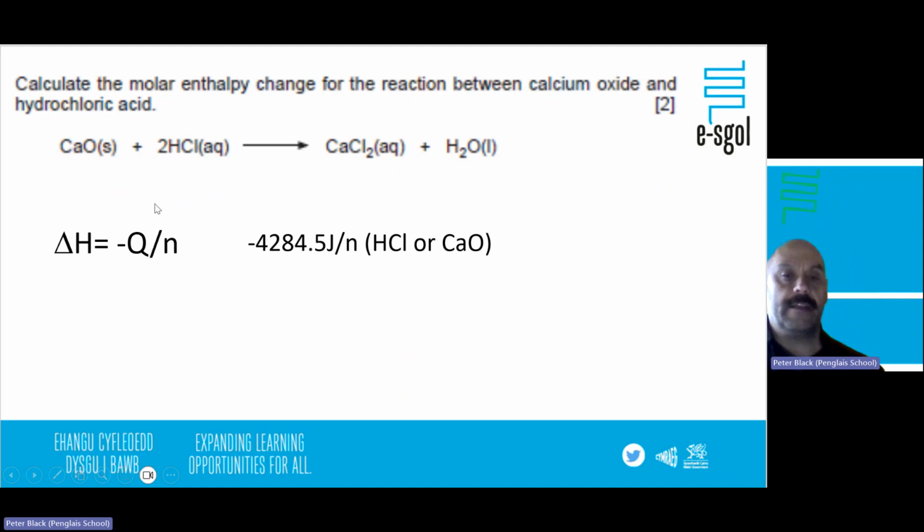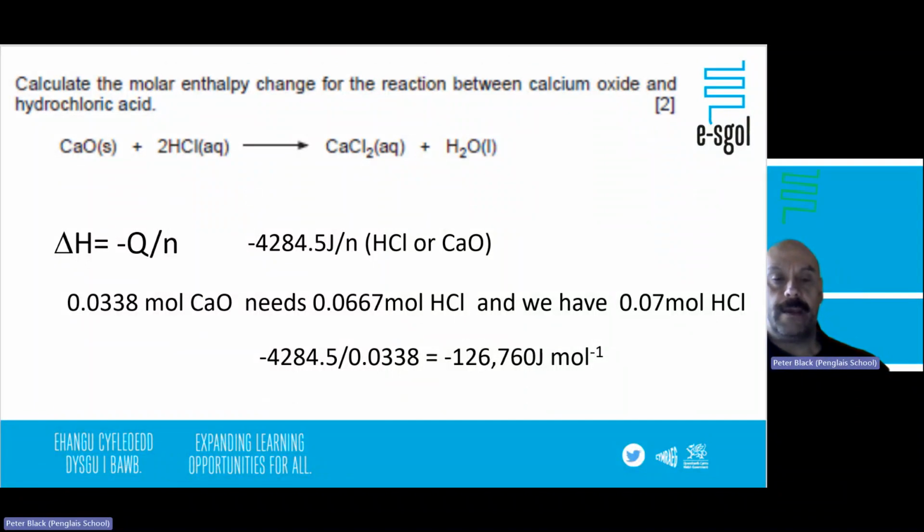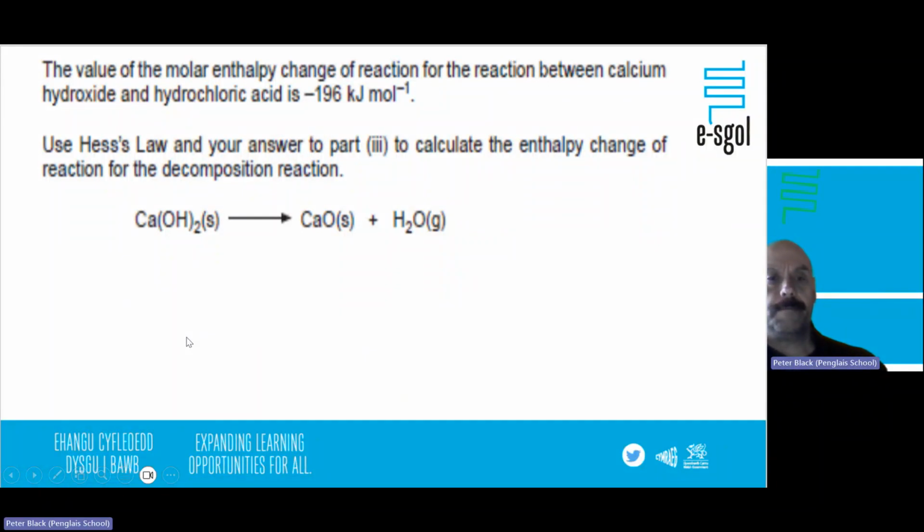So there's our calculation. Now what we need to do here is decide whether we're going to go for the moles of HCl or the calcium oxide. So I'm just going to let you consider that. Remember, we've worked out the calcium oxide wasn't in excess and HCl was. Okay, so obviously we're going to divide by the moles of the calcium oxide. That's to make sure we get all the energy out from the calcium oxide. Okay, so that gives us minus 126,760 joules per mole, and we'll obviously convert that into kilojoules per mole.